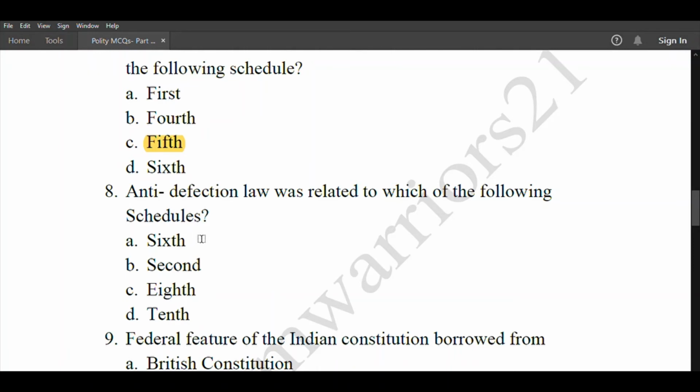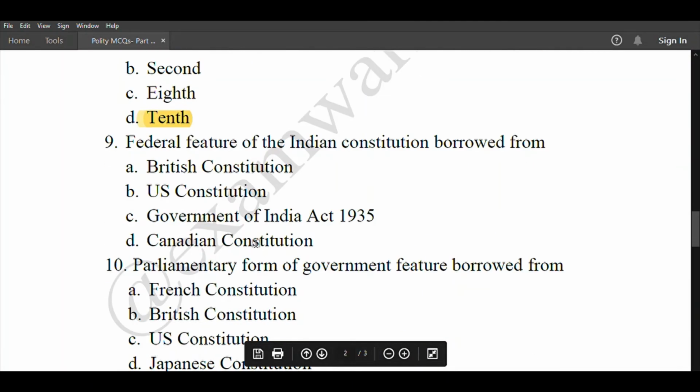Whereas the second is related to the emoluments, allowances and privileges of the President of India, Prime Minister and the Supreme Court judges and all. And whereas the eighth is related to the languages recognized by the Constitution. So we have only one option left, that is 10th, and it's the answer. Okay, here comes the next question.